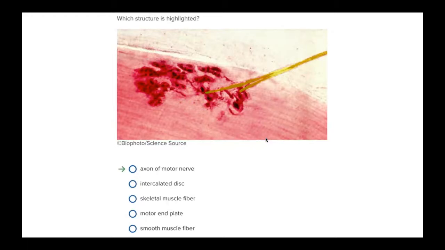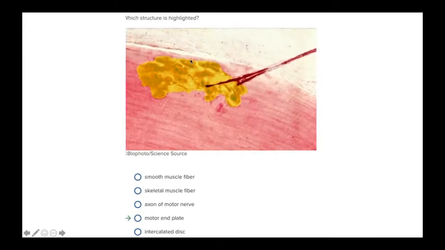Now, here, what we're looking at is the neuromuscular junction. So this here in the red, this is the motor end plate, and this here is the axon of a motor nerve fiber. So this axon of the motor nerve fiber contacts the motor end plate and transmits its action potential to make the actin and myosin interact with one another.